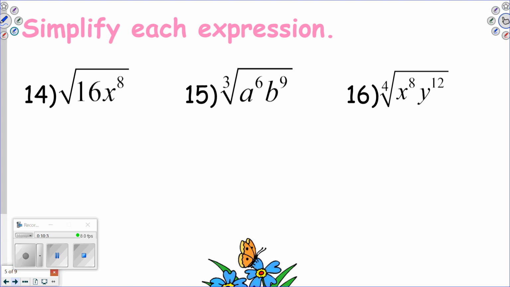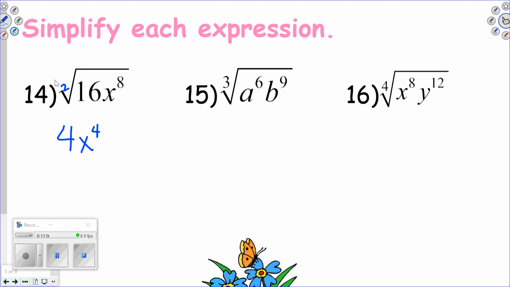So 14, the square root of 16x to the 8th. What's the index? 2. Oh my gosh, we've had unspoken 1s, now we got an unspoken 2. It's a square root, so the index is 2. So what's the square root of 16? And the square root of x to the 8th is x to the 4th. Remember, you can just take the exponent and divide it. So 8 divided by 2 is 4.